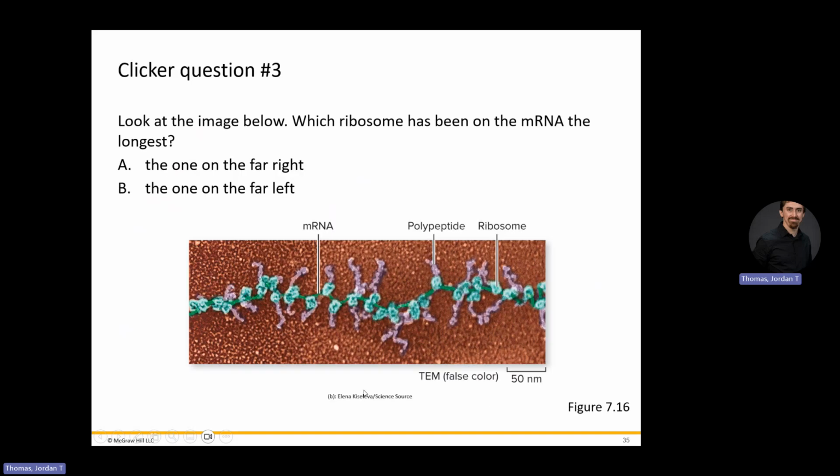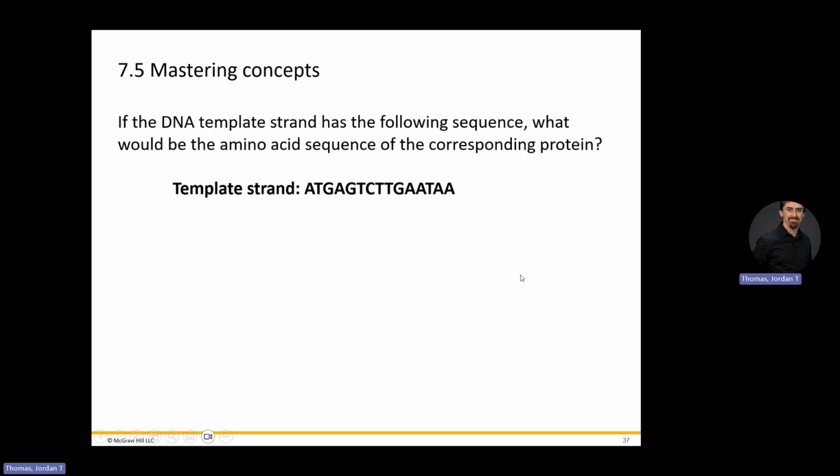So look at the image below. Which ribosome has been on the mRNA for the longest? Look at the polypeptide chain to see which one has been there the longest. So with this, if you look at the RNA, the amino acid chain, we can see these are nice and small. They're getting longer and longer as we go by. We get these big, longer strands. So the ones on the far right are the ribosomes that have been on the RNA strand the longest.